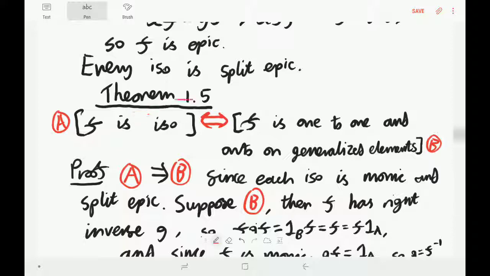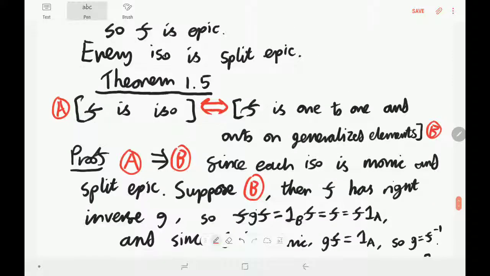So this is one of our big theorems, and it says that F is iso if and only if F is one-to-one and onto on generalized elements. So that's statement B. Statement A is that F is iso. So how can we see this? Well, let's just translate statement B. This is basically exactly saying that F is monic and split epic. So clearly A implies B because every iso is monic and every iso is split epic.